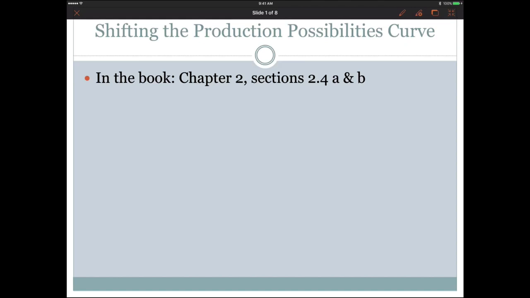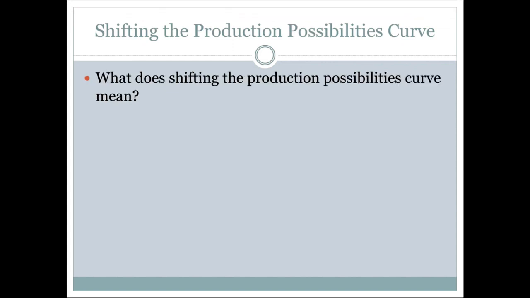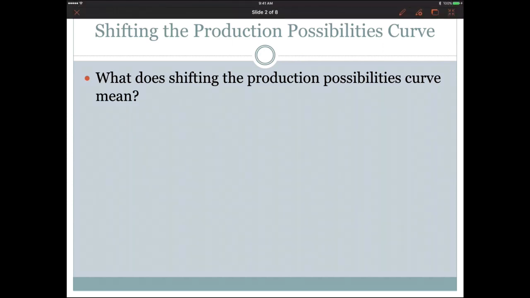This video covers shifting the production possibilities curve, which is sections 2.4a and b in chapter 2 of our textbook. So the question is, what does it mean when we shift the production possibilities curve? We've covered what the production possibilities curve means, and now we'll talk about what it means when we shift it.